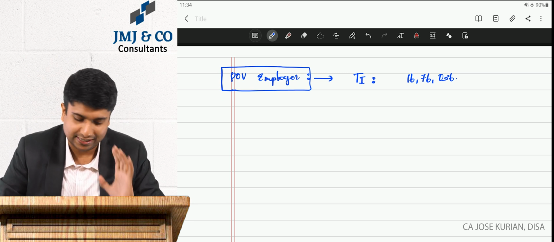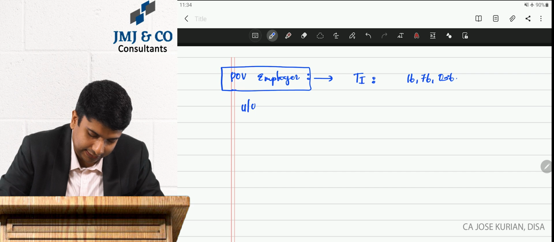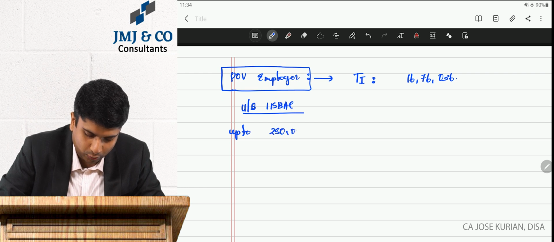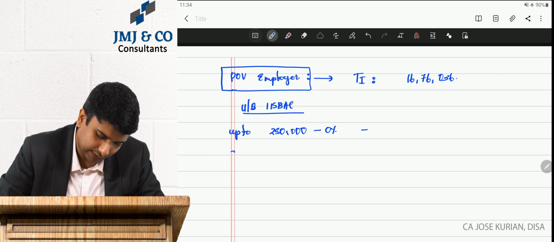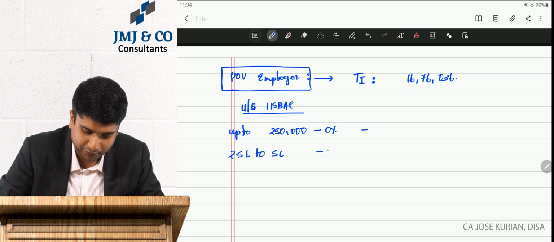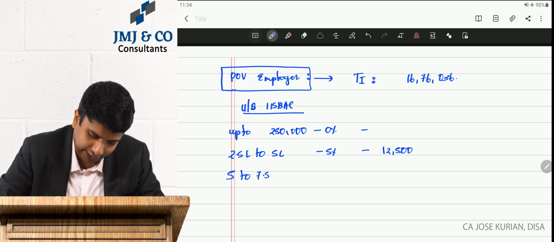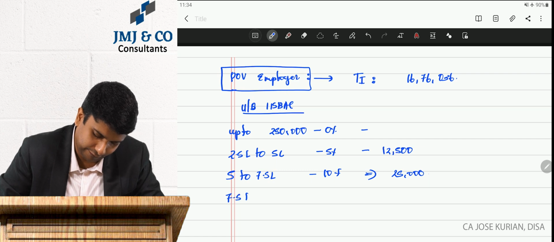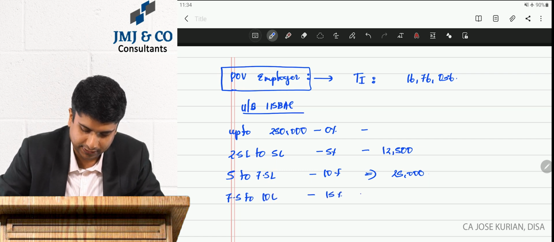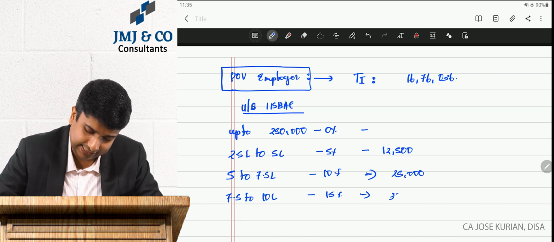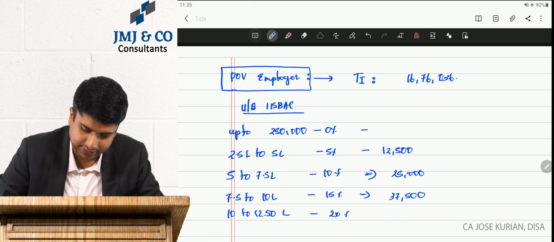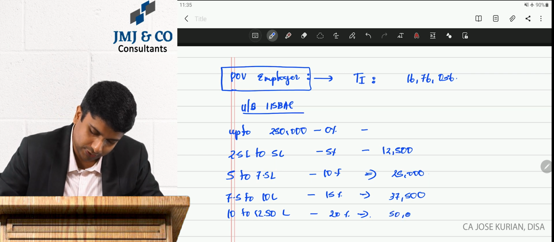Now you can apply the slab rates. And friends, what is the slab rate as per section 115BAC? Up to 2,50,000 you need not pay anything, 0% is the rate. Then from 2.5 lakhs to 5 lakhs the rate is 5% and the tax liability would be 12,500. From 5 to 7.5 lakhs the rate is 10%, that is 25,000 rupees. From 7.5 lakhs to 10 lakhs the rate is 15%, that would be 37,500. From 10 to 12.5 lakhs the rate is 20%, and the amount would be 50,000 rupees.